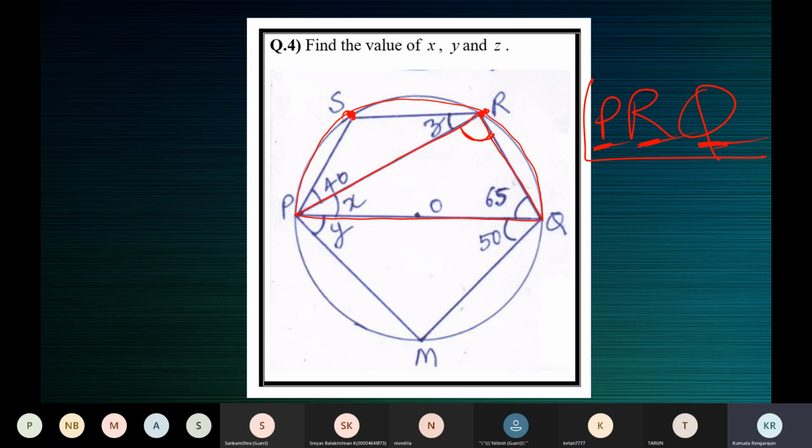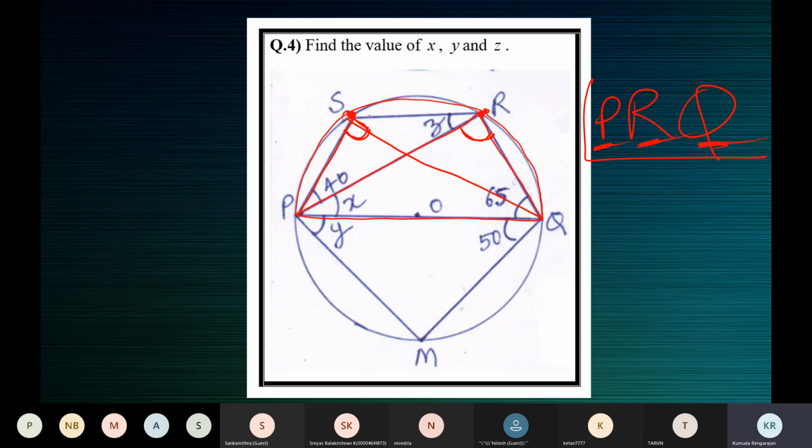S is also a point on the semicircle. We'll have to join the ends of the diameter to S. So P to S, Q to S. This angle is 90 degrees. This angle is 90 degrees.